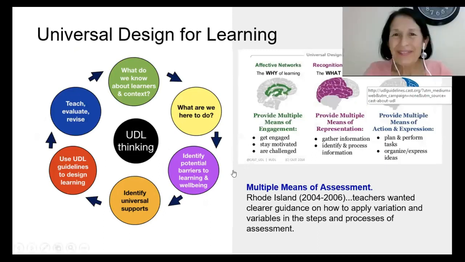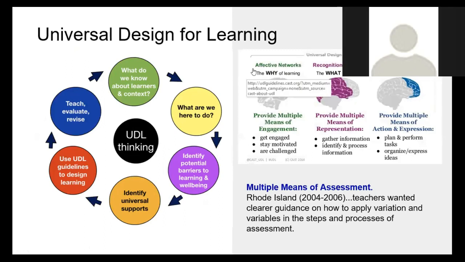Okay. So to understand UDL, you need to understand what the three main principles are, but there are actually four principles, and to take that into consideration when you're designing an online or blended course. The first consideration is to provide multiple means of engagement, to get your students engaged through the activities you choose to incorporate in your online or blended course, so that they are motivated and challenged. And that is the why of learning.